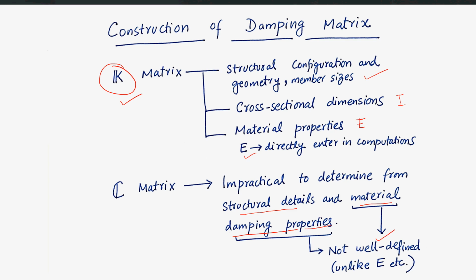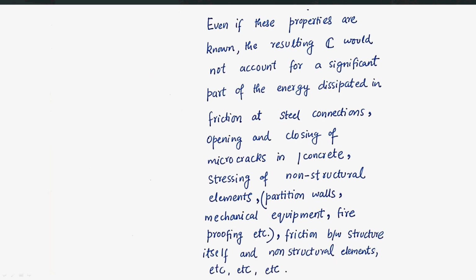But even if they are well defined, even then the resulting C matrix will not account for several phenomena. For example, it will not account for a significant part of the energy dissipated in friction at steel connections, opening and closing of micro cracks in concrete, or stressing of non-structural elements, for example, partition walls, mechanical equipment, fireproofing, etc., and the friction between structural elements and the non-structural elements, and the list continues.